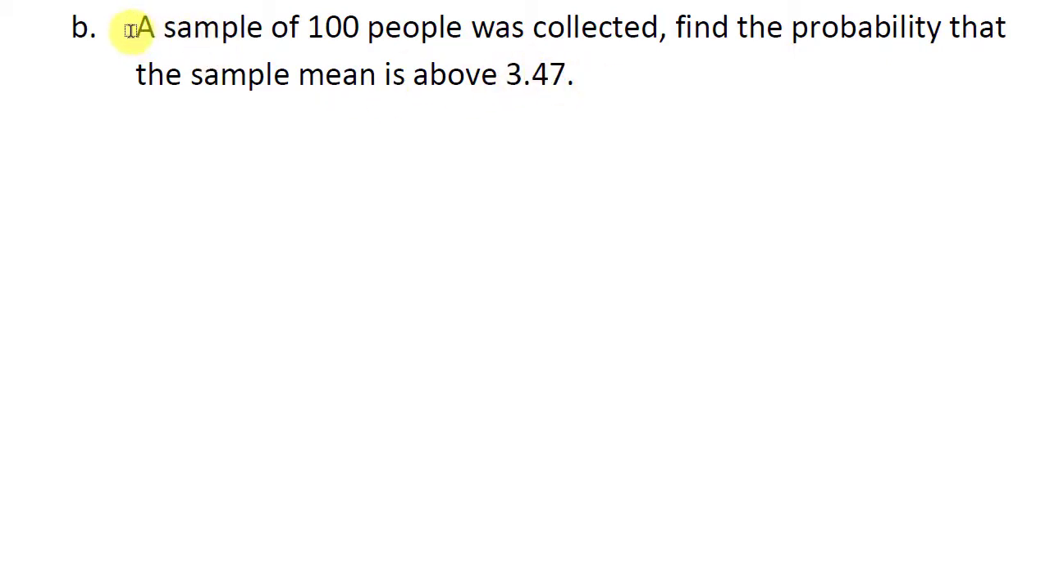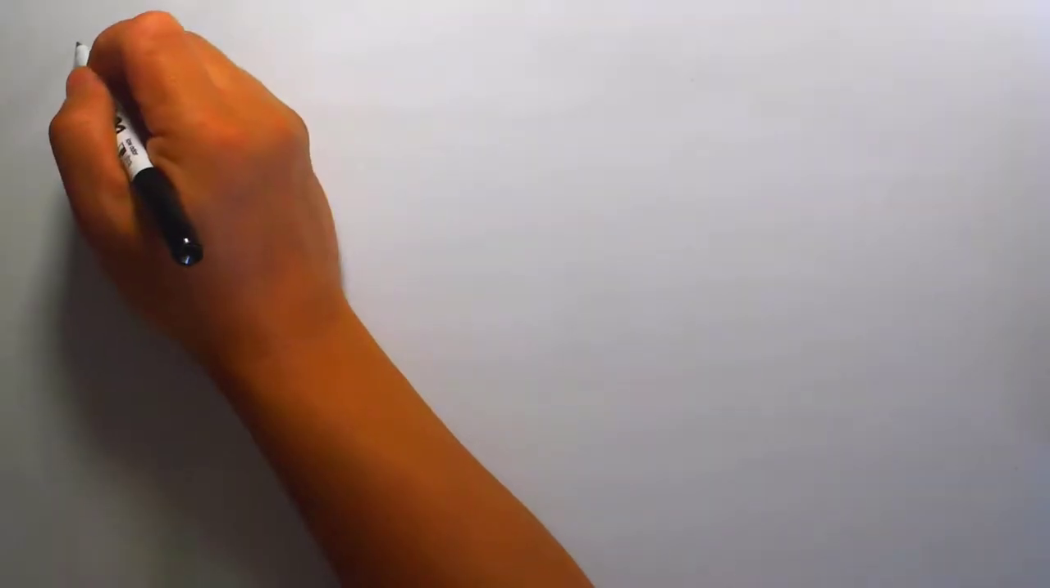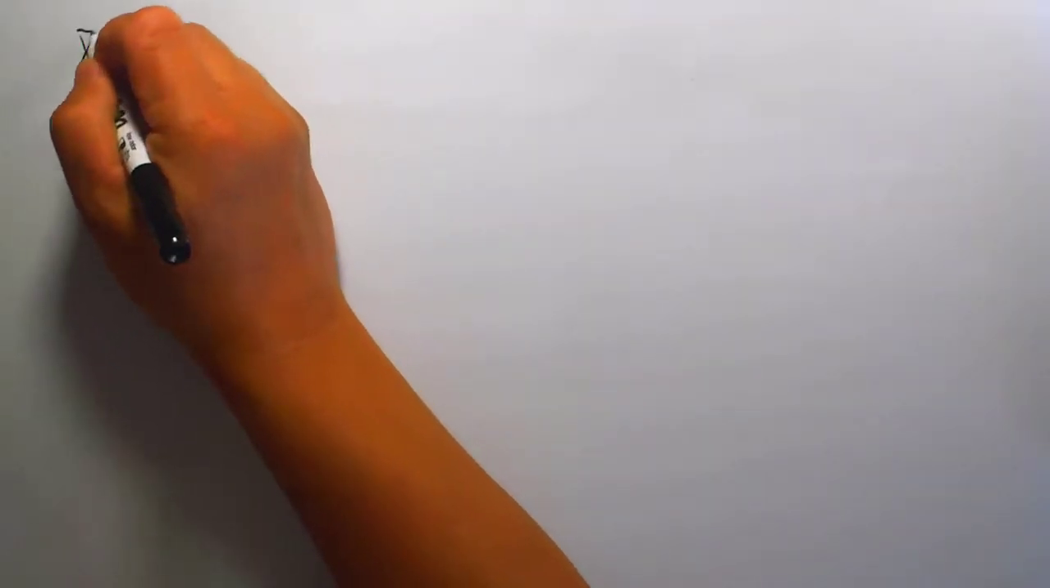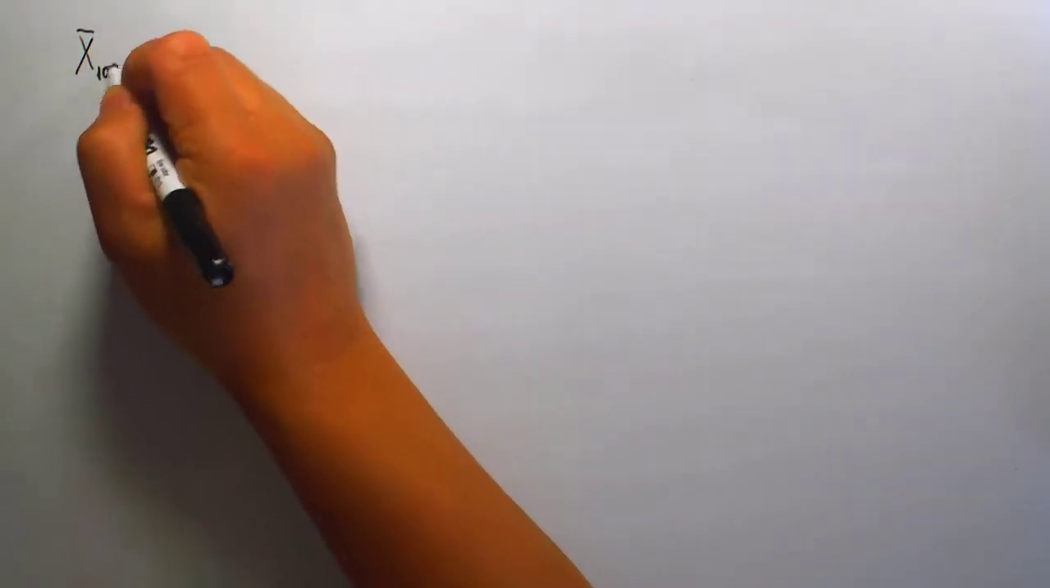Reading through this question word by word, a sample of 100 people was collected. This indicates for us that we are no longer working with capital X bar 50 as in the earlier part, but we are now working with capital X bar 100. The idea now is that, once again, we can pick a sample.